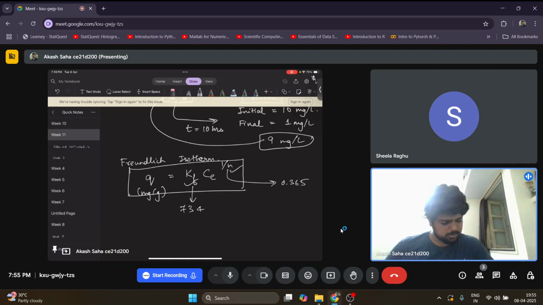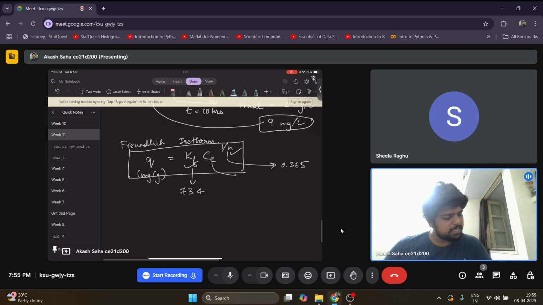Suppose I solve one of the previous problems. There the initial concentration of the pollutant, toluene, was given as 0.65, and the final concentration was given as 0.02. These are all in milligram per liter. And the isotherm was given as Q equals 73.4 into C to the power 0.365. So this was the question.